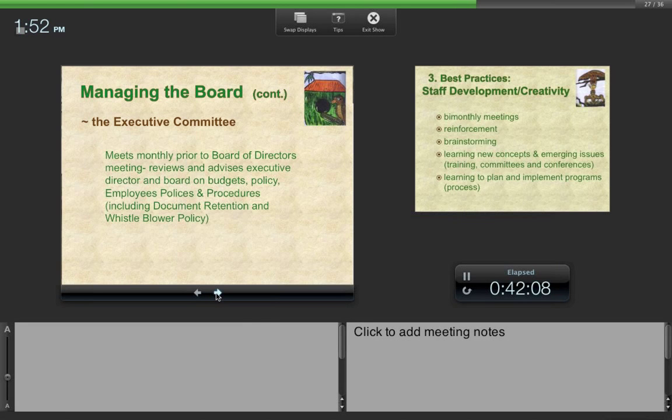As I mentioned, the executive committee meets monthly prior to the board meetings and reviews and advises me and supports my staff on budgets, policies, employee issues. We're right now revising our employee policies and procedure directory, and we have found that there are a lot of things that have changed, both legally and socially within our culture, and so we are addressing an update for our policies and procedures.